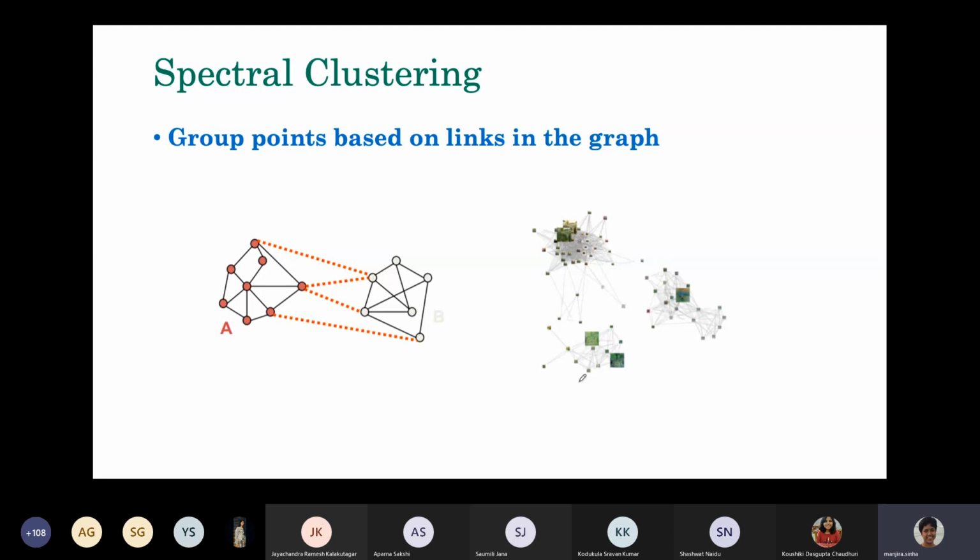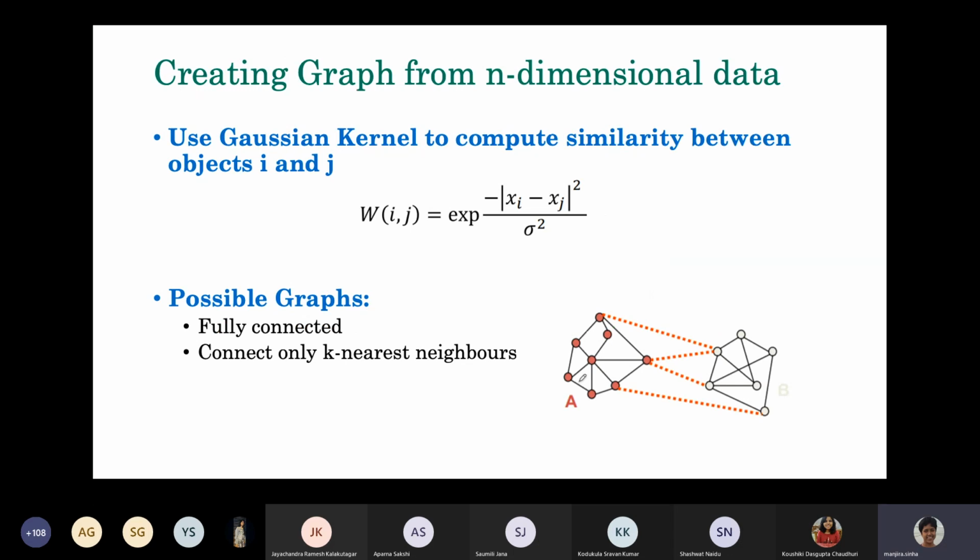In spectral clustering, we will group points based on the links in the graph. And how will we do it?